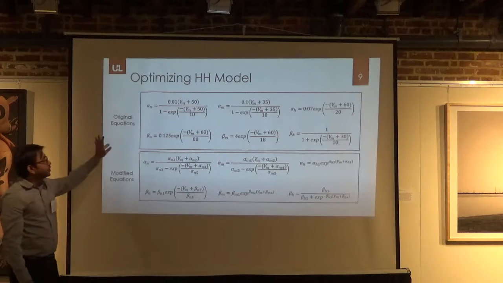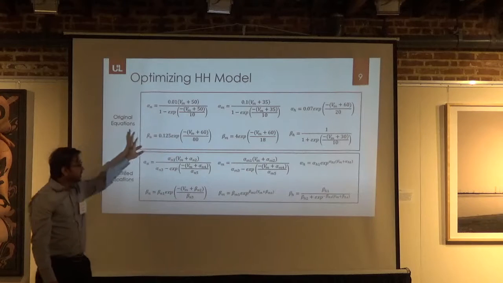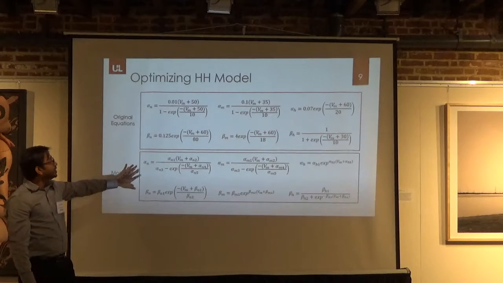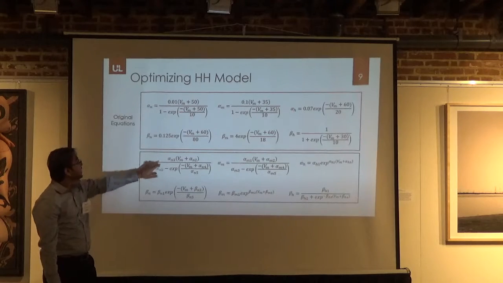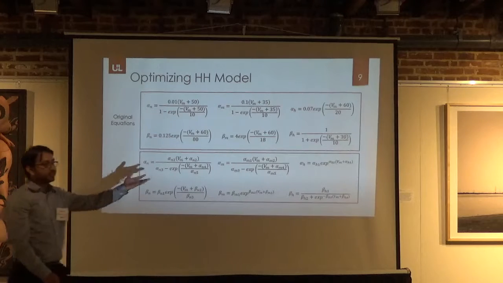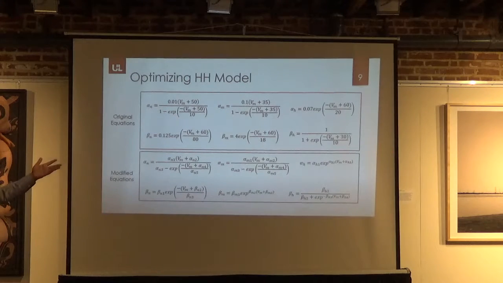So these are the original equations in the model. We decided to modify these equations. Basically, we parameterize these equations. If you look at this alpha n equation, instead of 0.01, I've just converted it to a parameter. I've done pretty much the same thing for all the parameters in these equations. So that gives me 23 parameters.